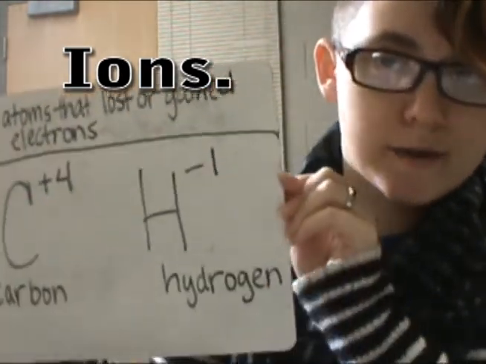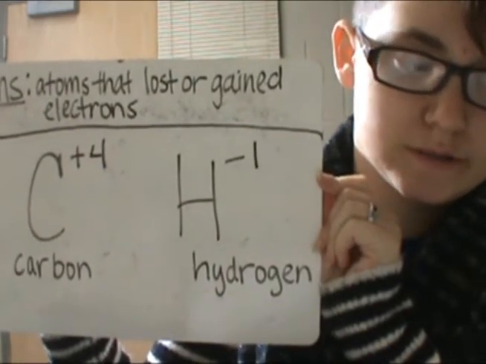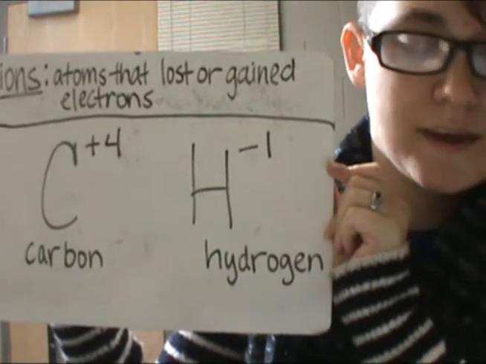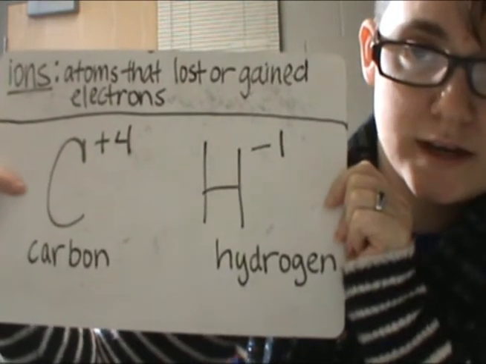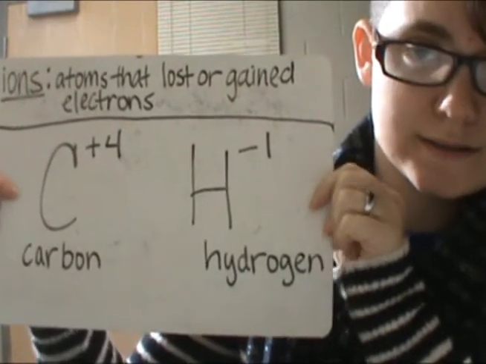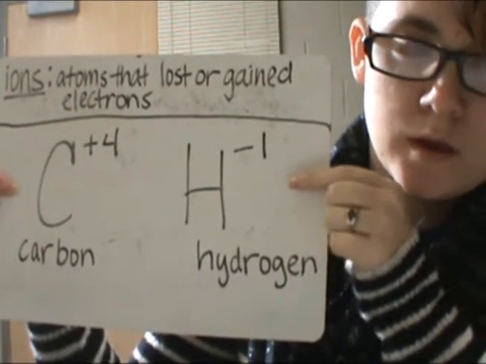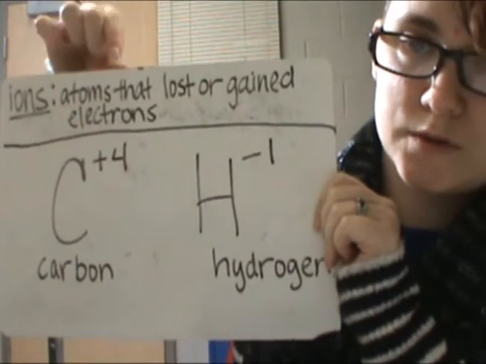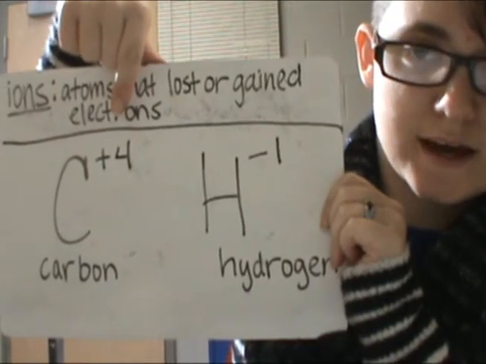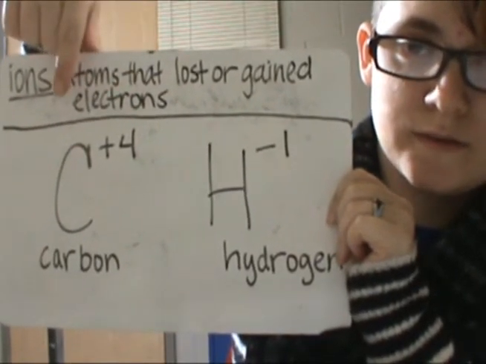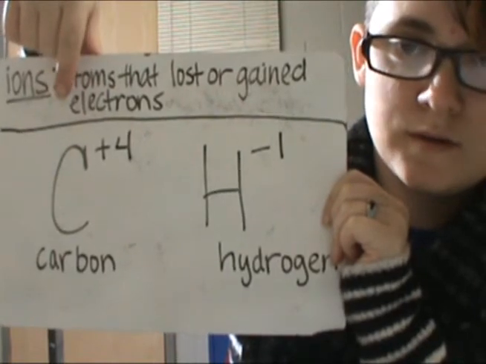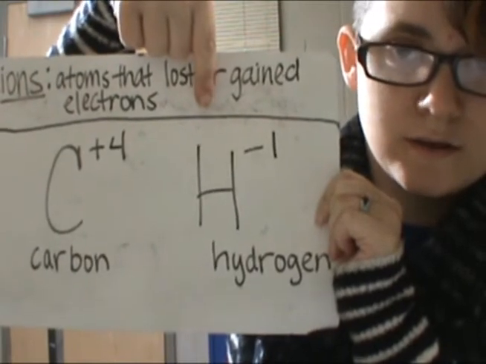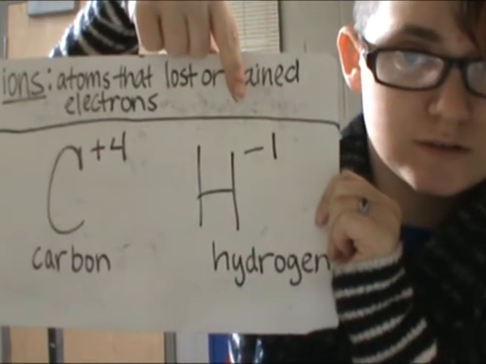Now let's talk about ions. Ions are atoms that have a positive or negative charge. That's because they gained or lost electrons. Cations are positively charged ions. Anions are negatively charged ions. The way we show that something is an ion, not just a regular atom, is with a superscript. That's when the number is in the sky. So this is a carbon ion, carbon with a positive 4 charge. This is a hydrogen ion, hydrogen with a -1 charge.